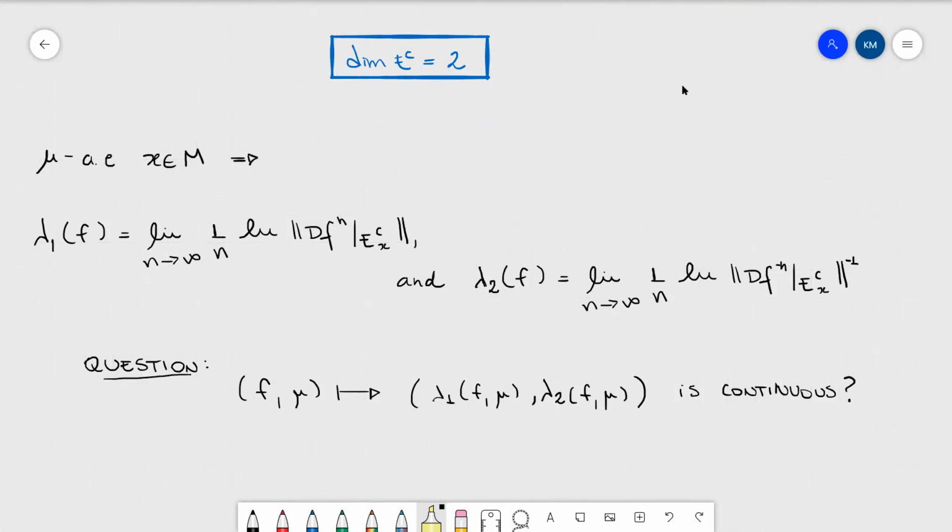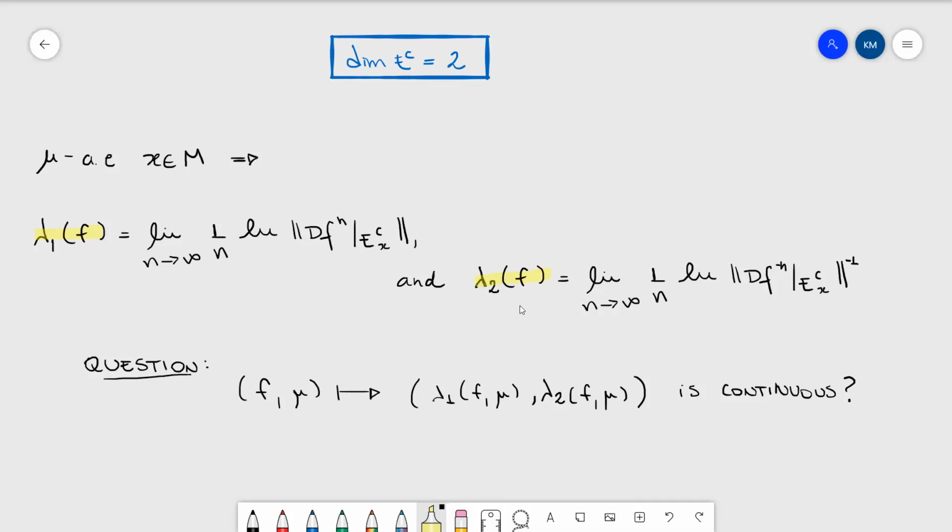So recall that my measure is ergodic, and what Lyapunov exponents are doing here is, as I mentioned before, giving information about the asymptotic behavior of the differential map restricted to the center bundle. Observe that in this one, I take the norm of the n-th iterate of my derivative, and in this one, I'm taking the conorm. So these two numbers give me information about the behavior of the derivative restricted to the center bundle.